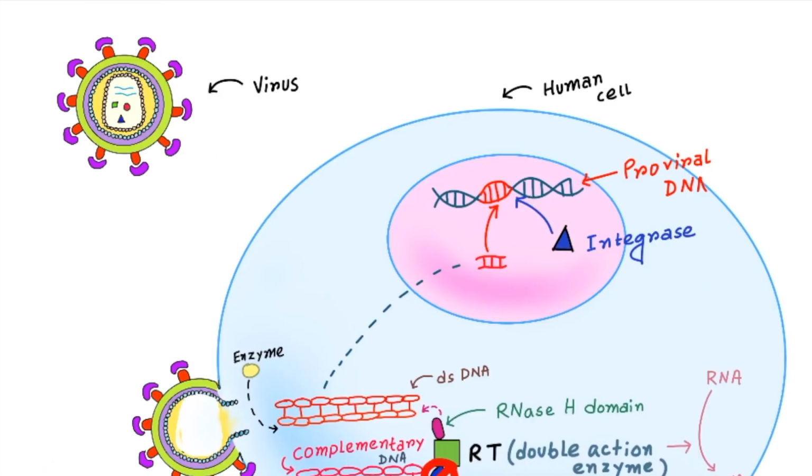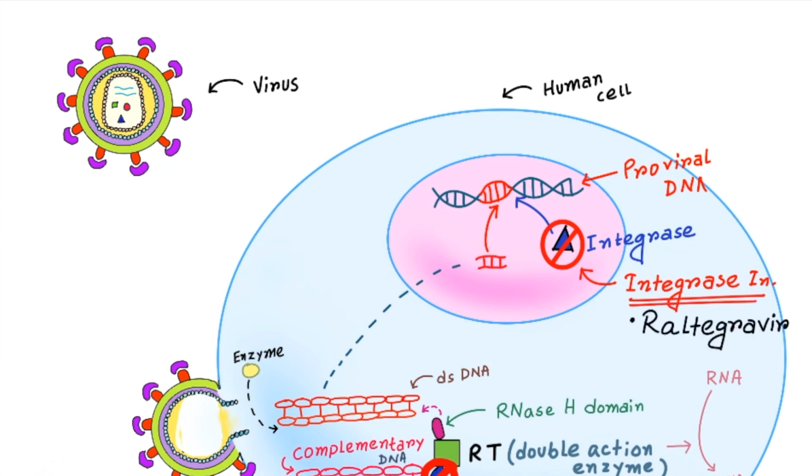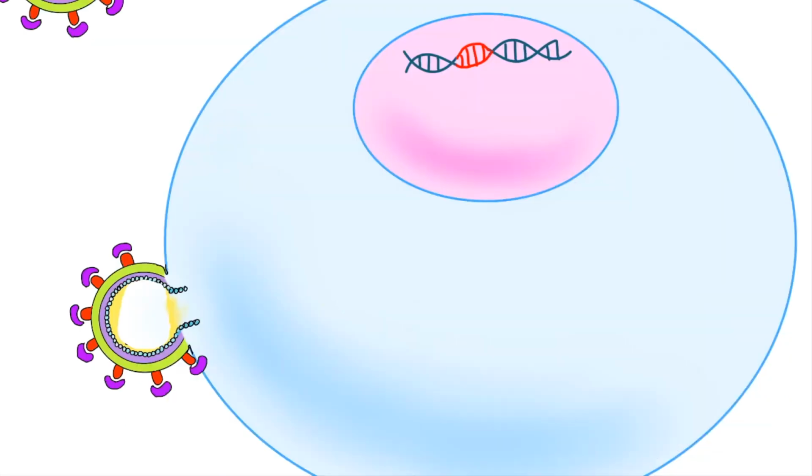The next group of drugs blocks the integrase enzyme. So it prevents the viral DNA from integrating into our DNA molecule. They are called integrase inhibitors. Raltegravir is an integrase inhibitor.